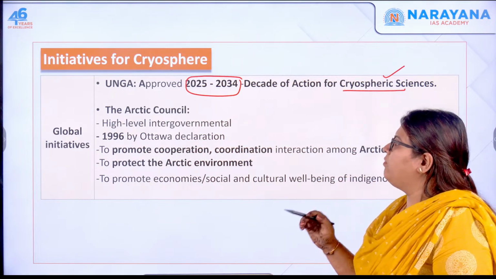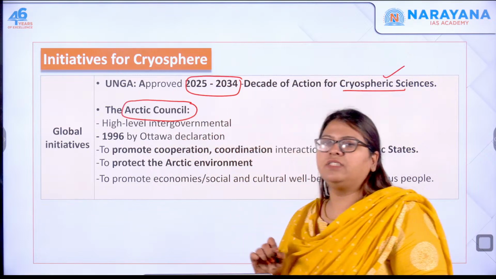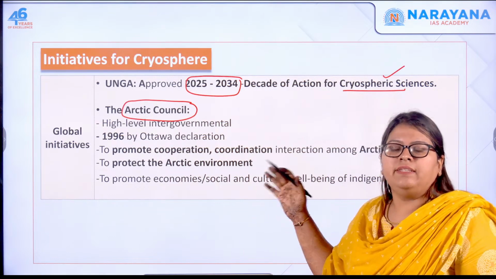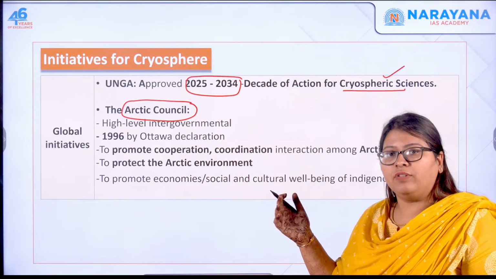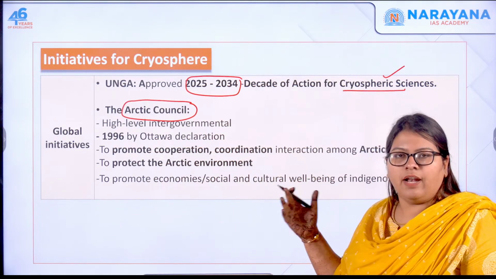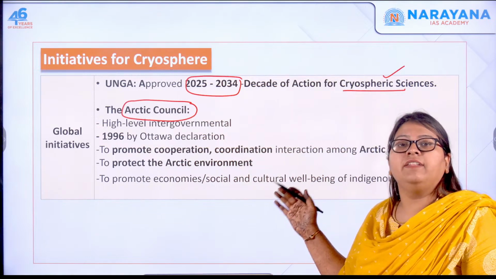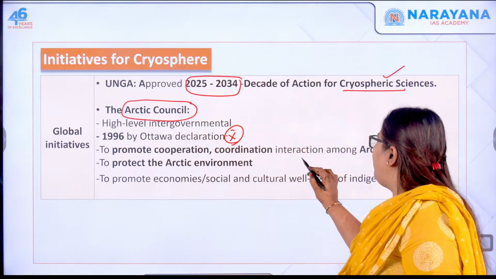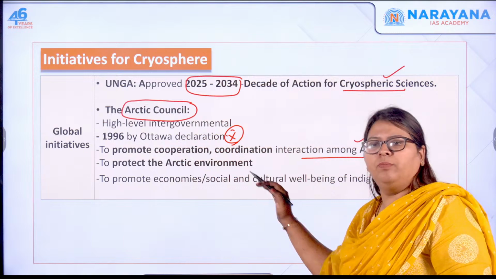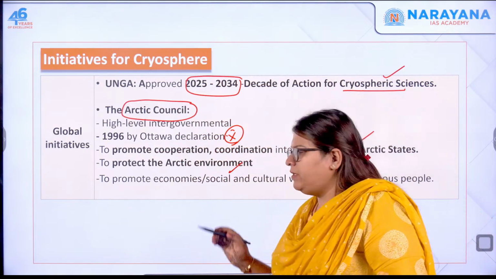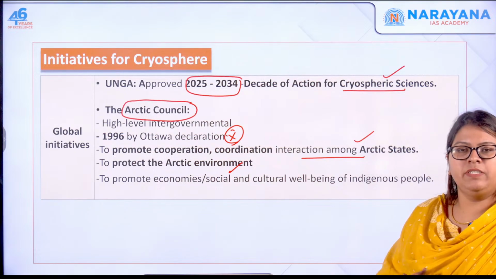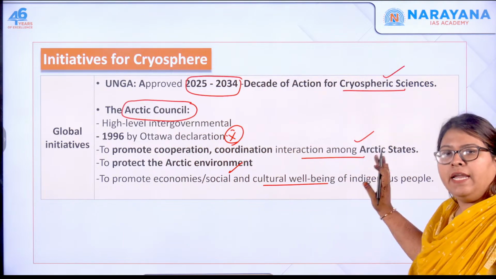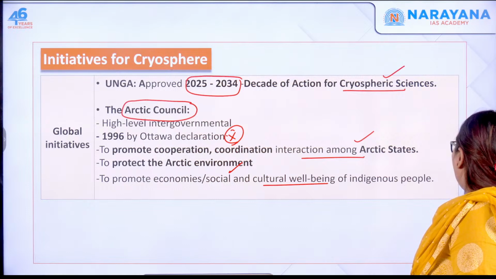Possibly. Next one, we have the Arctic Council. This is a high level intergovernmental body, and it came into force way back in 1996, and India's interest was even before that. So you need to know all that historical underpinning of this. It came into existence by the Ottawa Declaration, very, very important. It is to promote cooperation and coordination among the Arctic nations, and also to protect the Arctic ecosystem and the environment. Apart from protecting the environment, it plays an important role in protecting the economies as well as the social and cultural well-being of the indigenous people who live here. So these are the global initiatives.